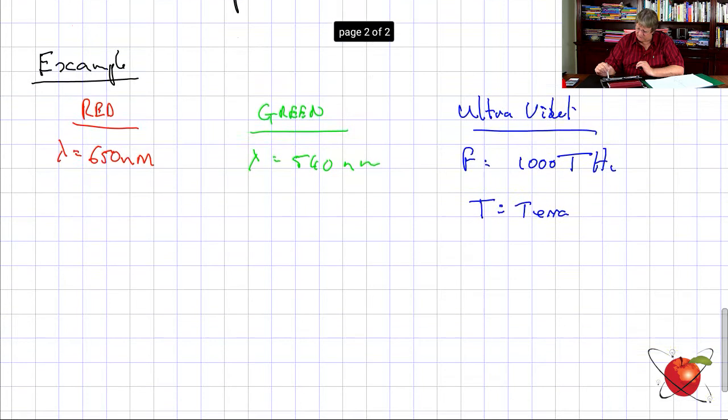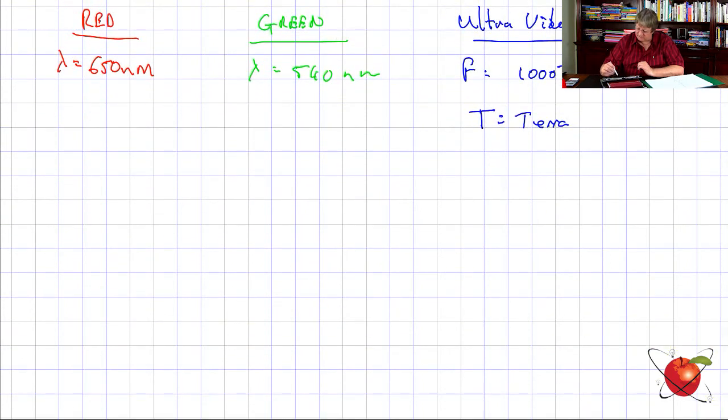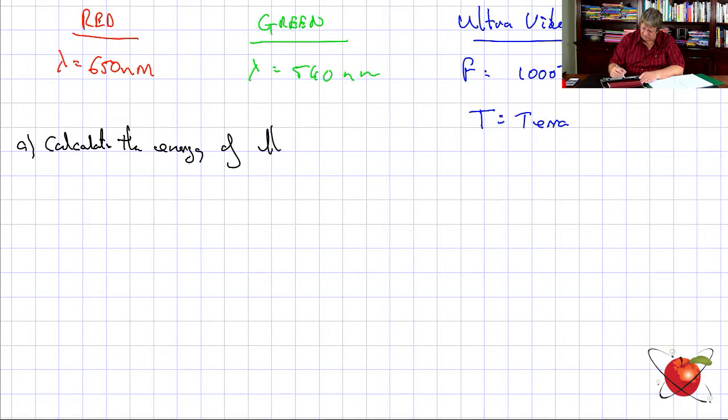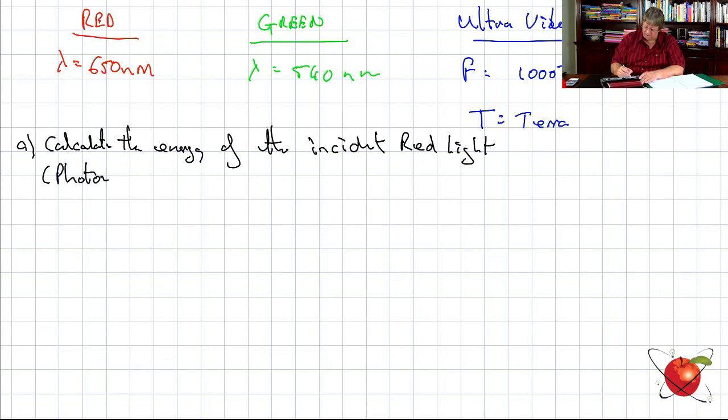Let's move it up a bit and see what the question is. The question here is A, calculate the energy of the incident red light. In other words, they want the energy of the photon. So how do I do that? I say E equals hf. They say calculate the energy of the incident red light, and hence show by referring to the work function that an electron will not be emitted.